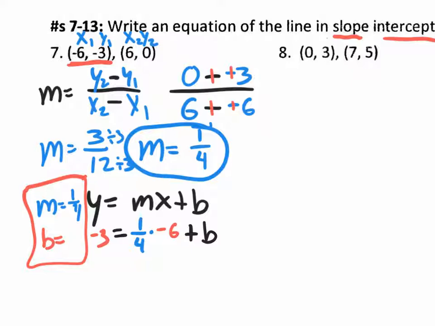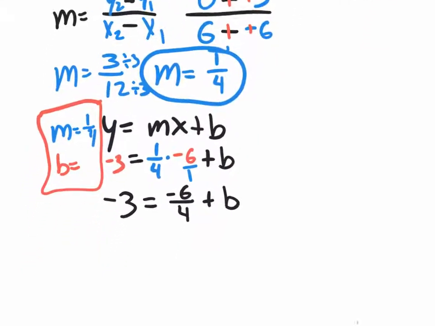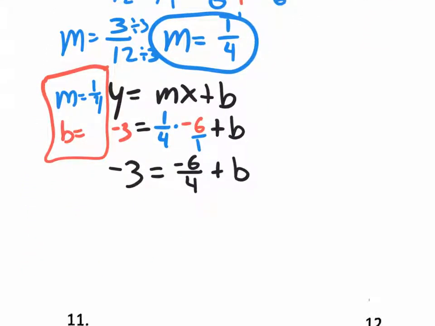Just put that number over 1, and then multiply the numerator with the numerator and the denominator with the denominator. So take the 1, multiply by negative 6, the 4, multiply it by 1, and you'll get your new fraction. So let me rewrite my new equation. I have a negative 3 on the left side equals negative 6 over 4 plus b. Now we can make that fraction look a little nicer by reducing it, and we'll get negative 3 over 2 plus b equals negative 3.